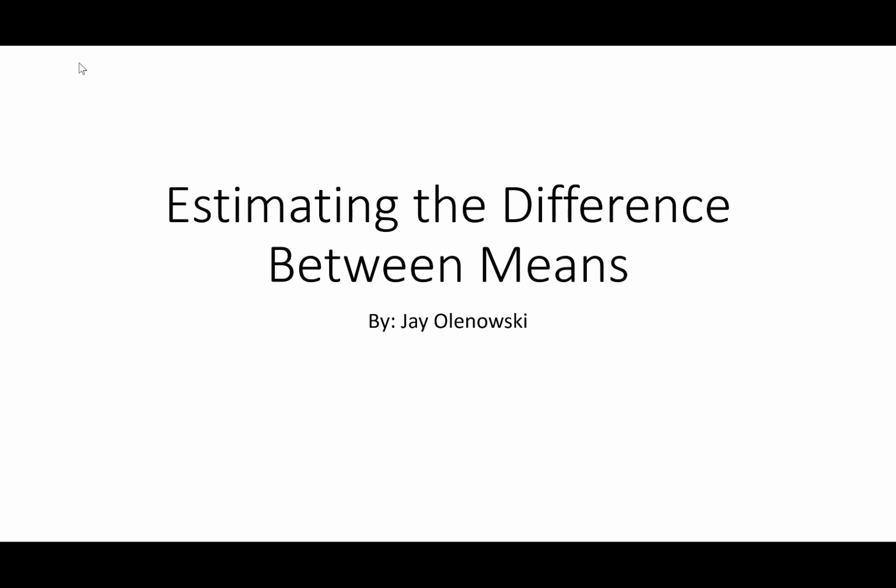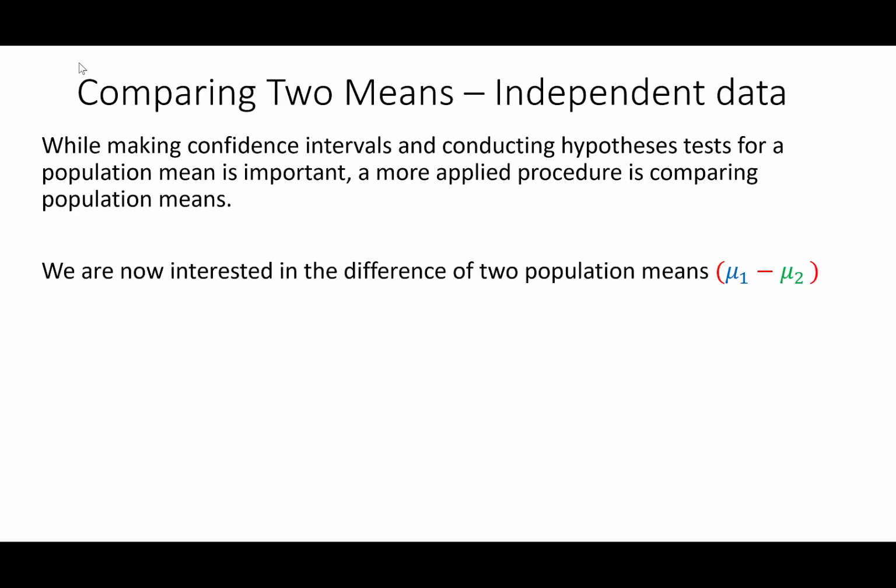This lecture series is going to cover how we estimate the difference between two means. Previously, we've learned how to estimate a mean, and while that's an important piece of statistics that we've gone over, a much more applied procedure that happens in the real world is comparing means. That's where you get more interesting results, comparing two groups or two categories. How we're going to go about estimating two means is by looking at the difference between them.